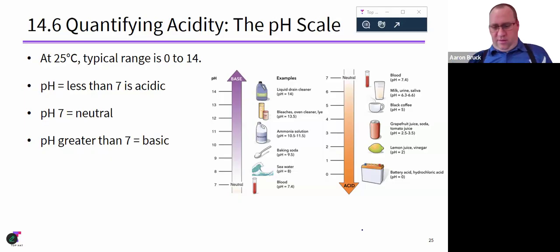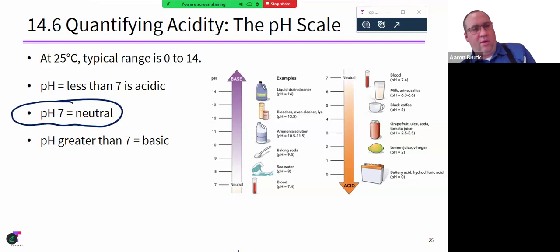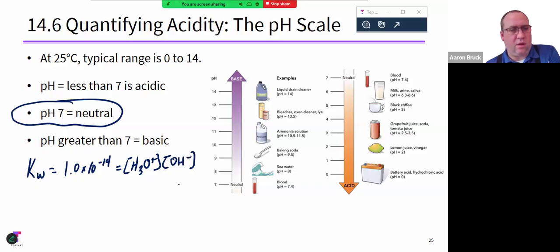So the question is, how do we get to here? Well, we got to go back to our original talking point when we looked at autoionization. So we were told that at 25 degrees Celsius, our equilibrium constant for the autoionization of water is 1 times 10 to the negative 14th.